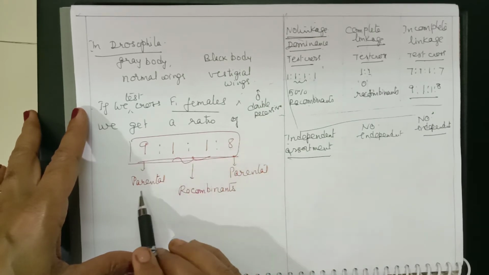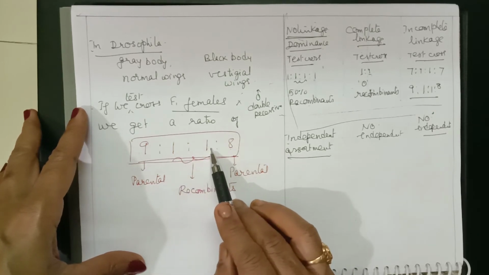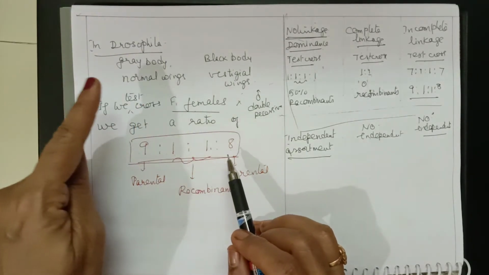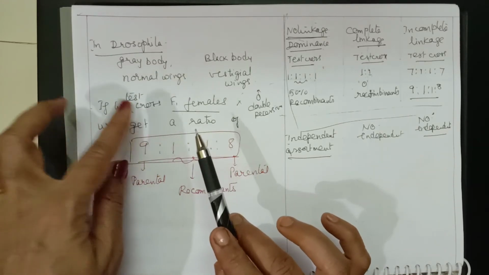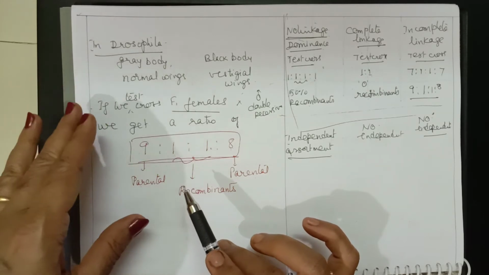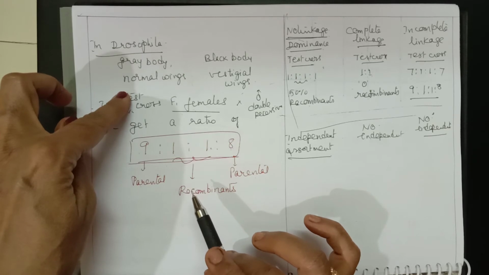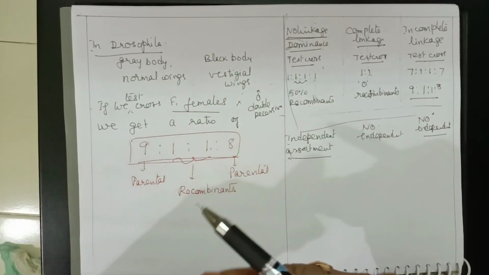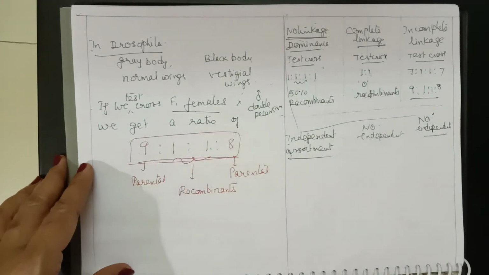9:1:1:8. Parental 9 and 8 are parental; these are the recombinants. So here we find incomplete linkage. That means with respect to these genes, the color of the body and size of the wings, there is a difference in case of male and female Drosophila. In male Drosophila, they show complete linkage, that means the two genes in male Drosophila are very close to each other, whereas in female Drosophila the same genes are far. That's why the distance is more, and that's why they are showing incomplete linkage.